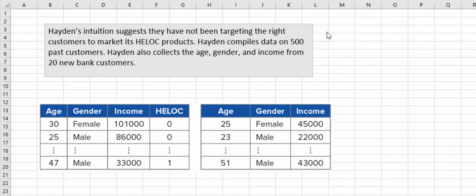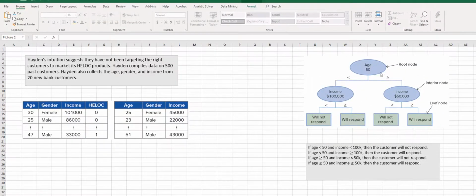Hayden also collects the age, gender, and income from 20 new bank customers. Hayden plans to use the predictive model generated from historical data to predict whether these new customers will respond to a HELOC offer. So you can see on the screen some part of this big data set. And on the right side of the screen, you can see the decision tree of the same introductory case.